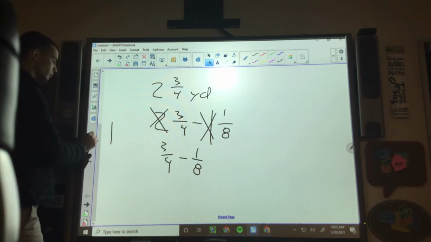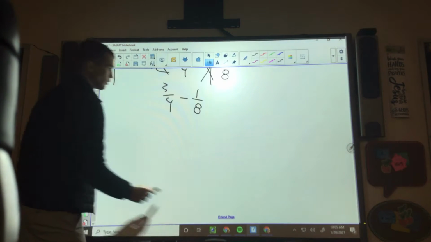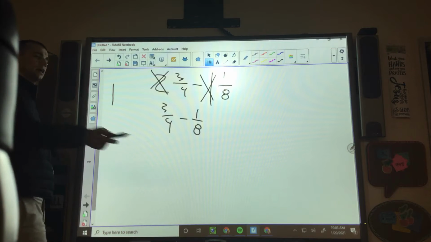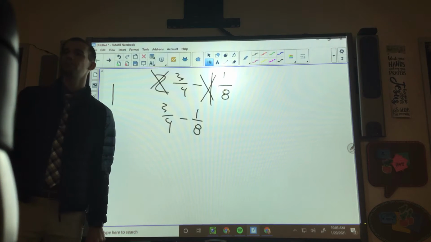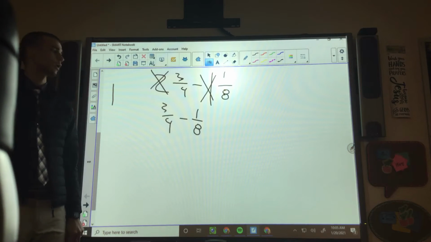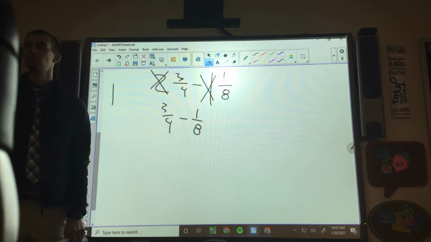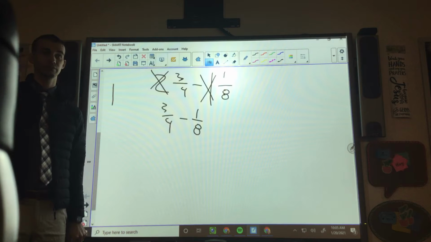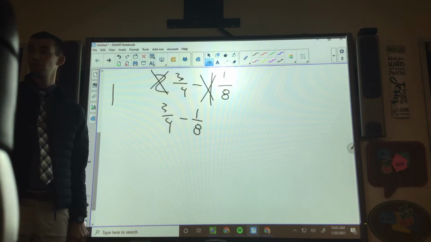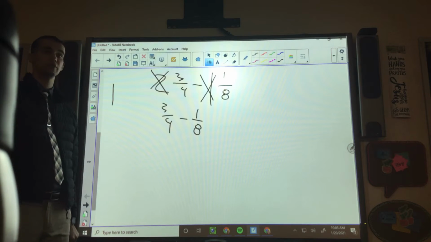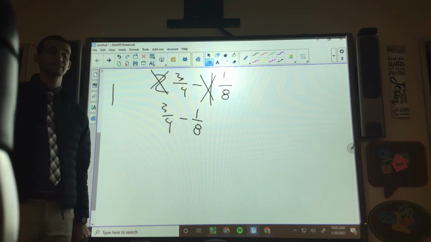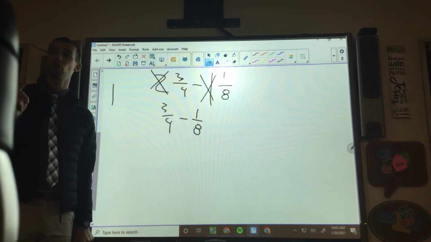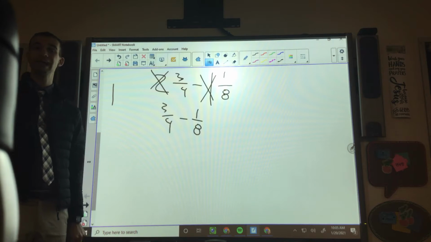Can I subtract those the way they are? No, what do I need to do? Find a common denominator. What number do both 4 and 8 go into? 8, 16, 32. Okay. So far, 8, 16, and 32 are all correct, but only one of them is the least common denominator. What is the least common denominator? 8. It's the smallest one.